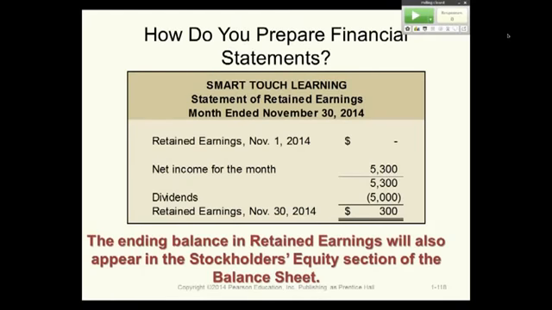All right, so any questions on that? Any questions on the statement of retained earnings? This one is fairly reasonable.